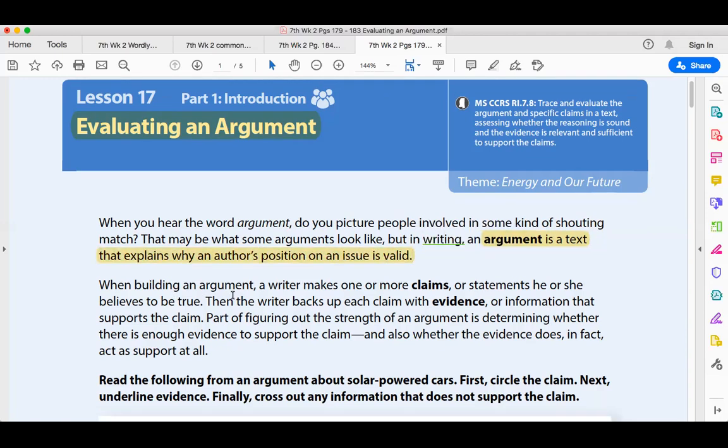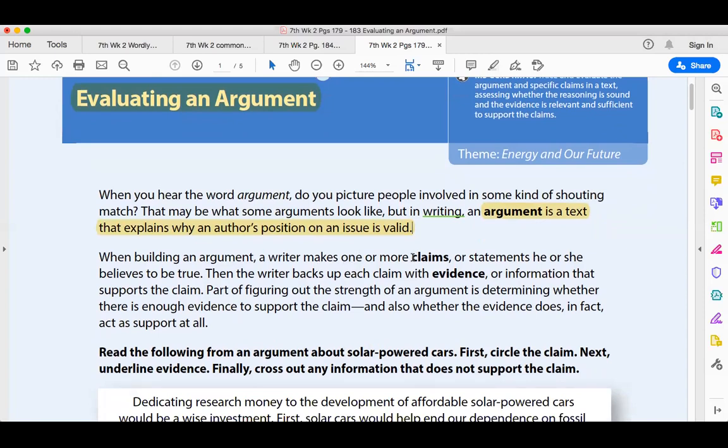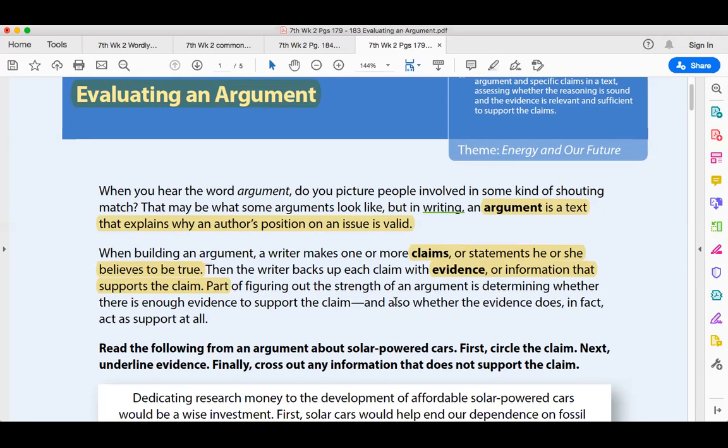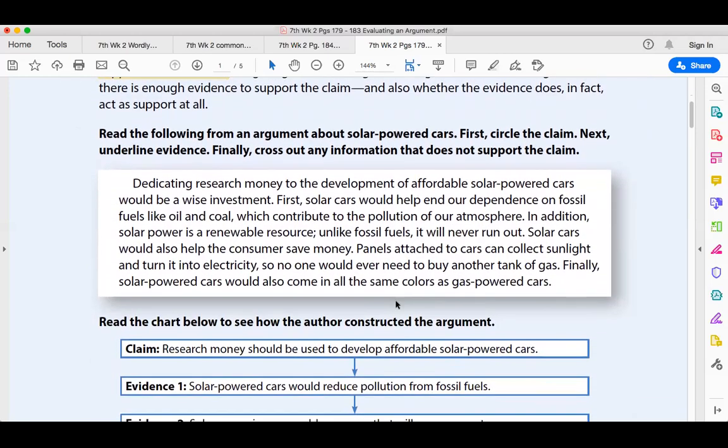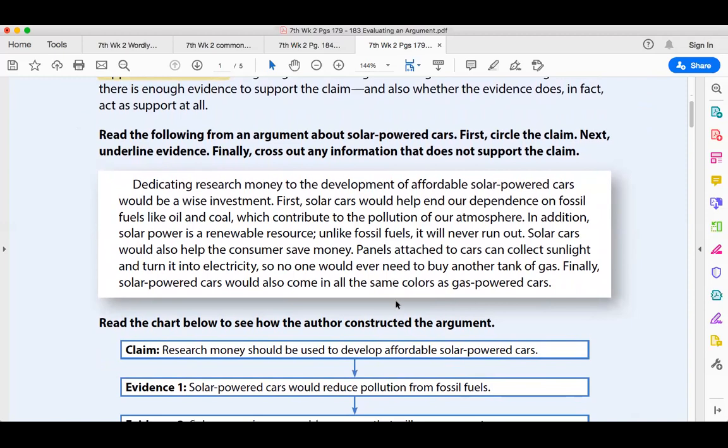When building an argument, a writer makes one or more claims. And what are claims? They are statements he or she believes to be true. The writer backs up each claim with evidence, and evidence is information that supports the claim. Part of figuring out the strength of an argument is determining whether there is enough evidence to support the claim, and also whether the evidence does, in fact, support it. So we're going to read the following argument about solar-powered cars, okay?